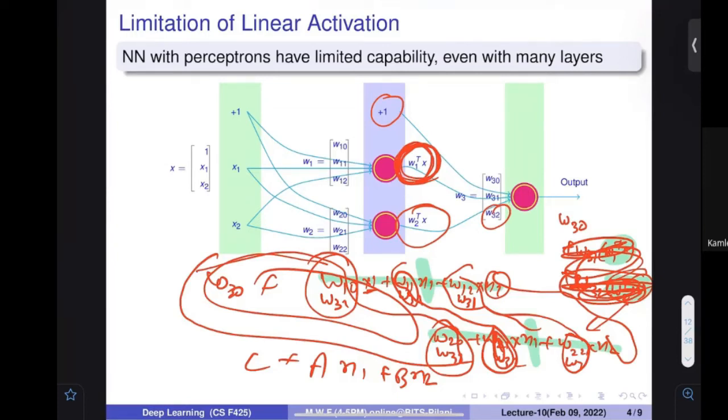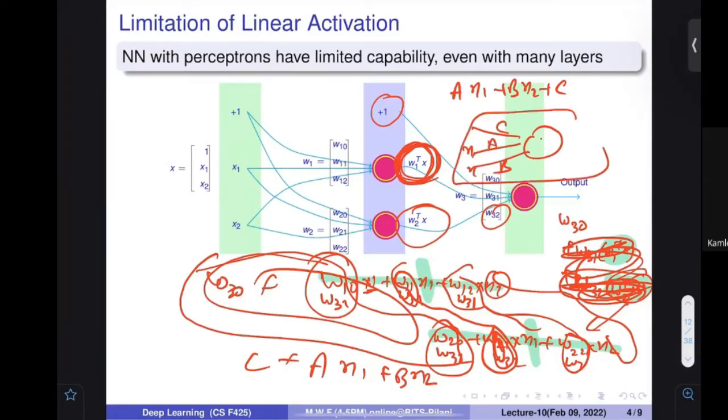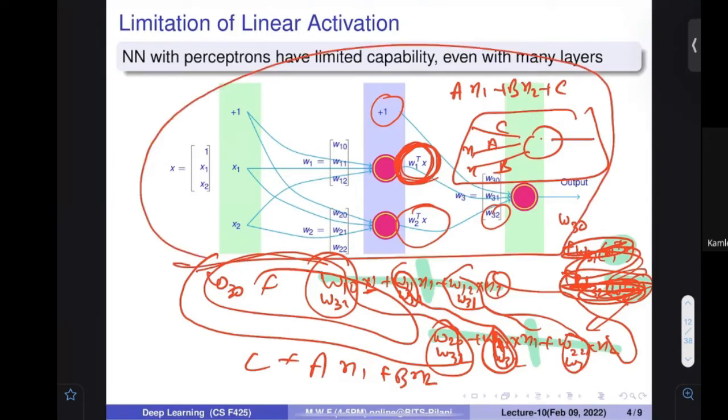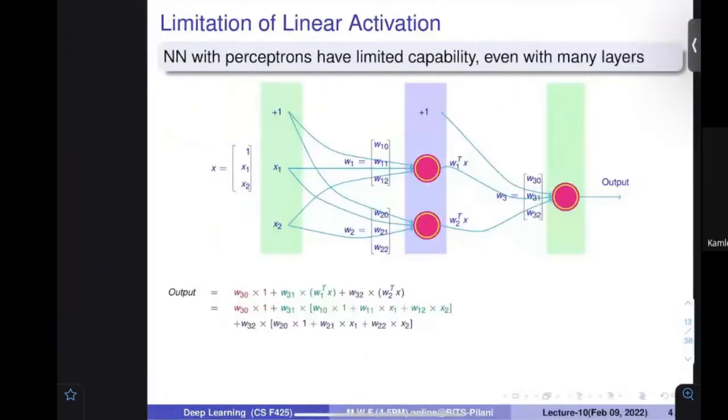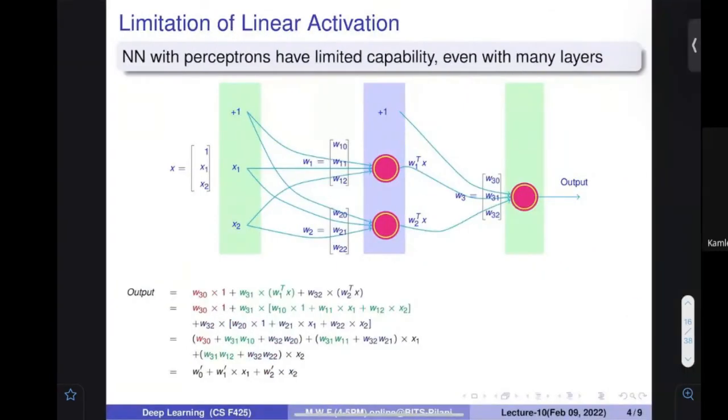So what is the output that I got? I got a multiplied by x1 plus b multiplied by x2 plus c. This output I can get from a single perceptron, where c, a, b, x1, x2 are the parameters. I can get the same output. So I have created a neural network, but ultimately it has collapsed to this particular system. The same thing is being shown over here.